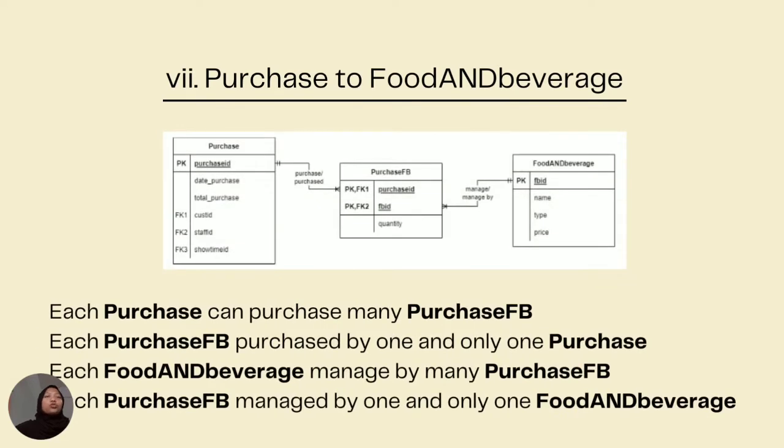The last one is purchase to food and beverage. Purchase to food and beverage is also a many-to-many relationship. To represent the relationship, we need the bridge, which is purchase FB. Each purchase can have many purchase FB. Each purchase FB is purchased by one and only one purchase. Same goes to food and beverage. Each food and beverage is managed by many purchase FB, and each purchase FB is managed by one and only one food and beverage. I think that's all from me.